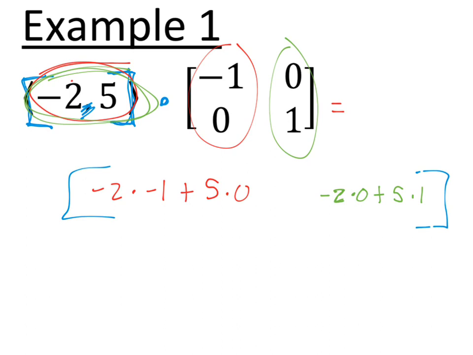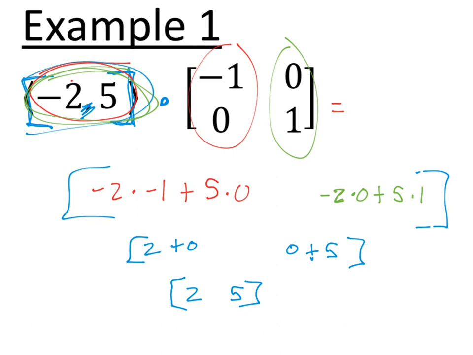-2 times -1 is 2. 5 times 0 is 0. And then -2 times 0 is 0. And then 5 times 1 is 5. And now we're left with 2, 5, like this. And if you remember, this came from a vector up here, which we just changed its brackets on. So let's change them back so it looks like a vector again, 2, 5.